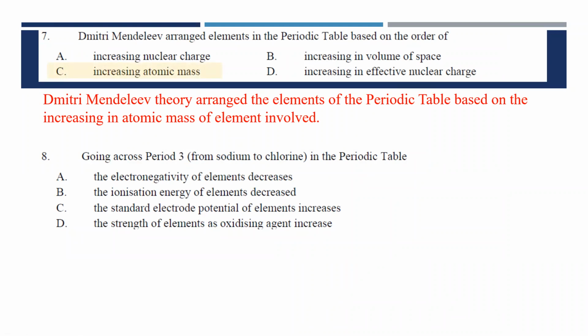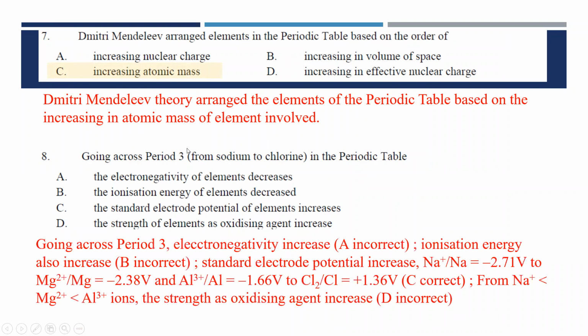Number 8. Going across period 3 from sodium to chlorine in the periodic table. Number 1, electronegativity of the element decreases. No, when going across the period, electronegativity, electron affinity, and ionization energy increase. So A is wrong. B, ionization energy decreases. If A is wrong, B is also automatically wrong.